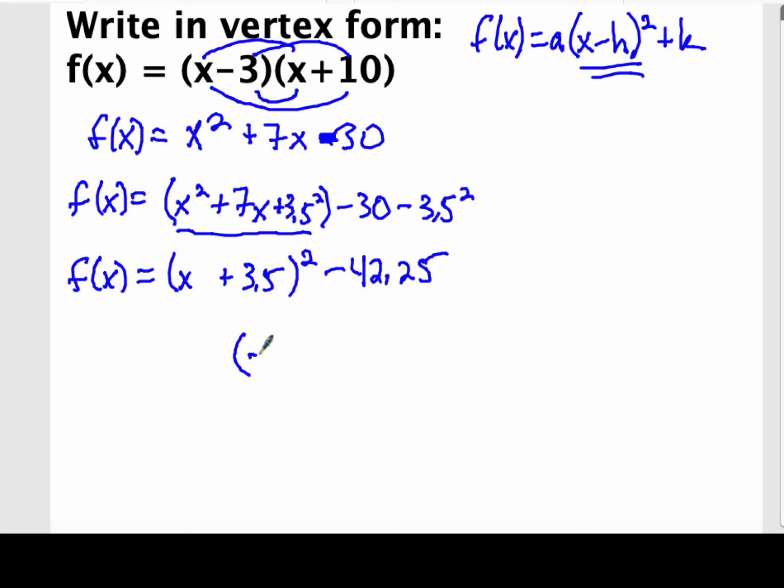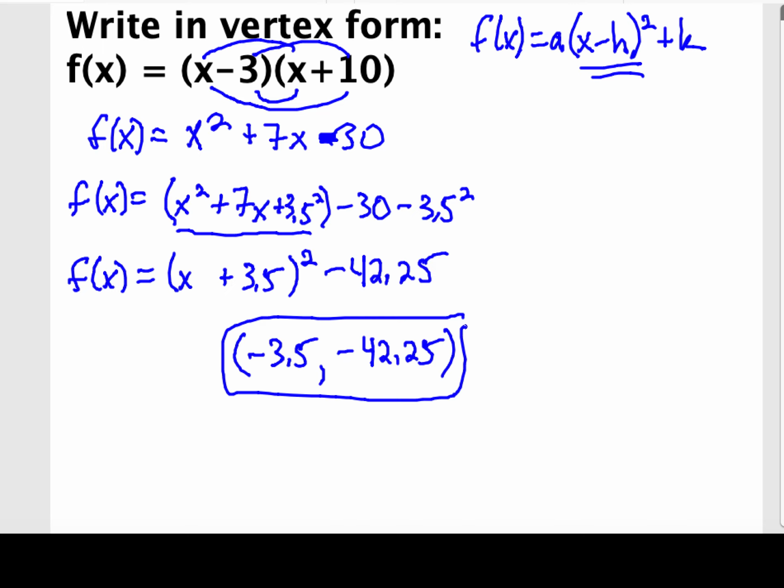Which means if we're in vertex form, our vertex also just became negative 3.5, negative 42.25. There's h and k. There's my vertex. Again, sorry about the extra noises, sorry about a little bit of calculator issue.